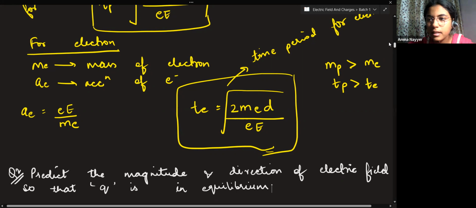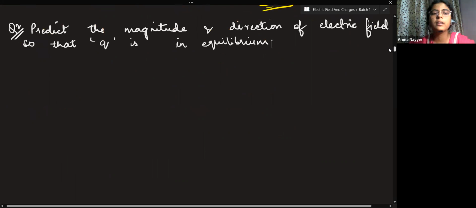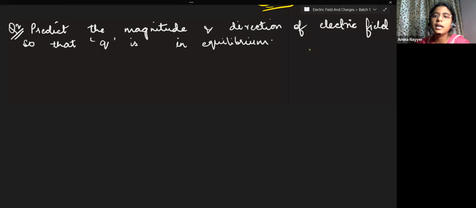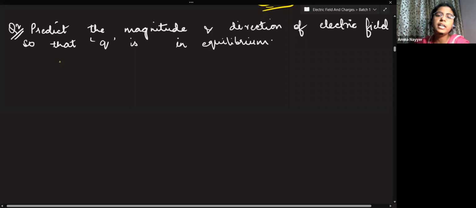Let's discuss this one more question that I have written. Predict the magnitude and direction of electric field so that Q is in equilibrium. Q is in equilibrium means if you have a mass, a charge over here with mass M, this has charge plus Q and this is a particle that you have. Now see it, the question figure I'll draw. This is the mass that you have and direction of electric field is over here.